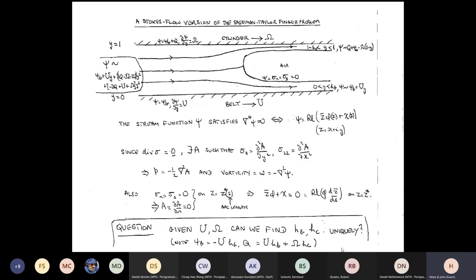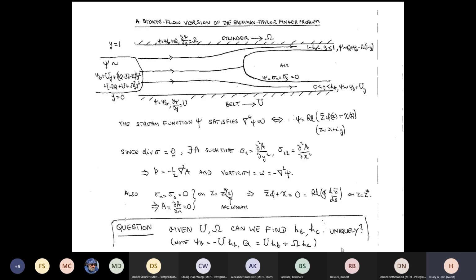And the vorticity, which is minus the Laplacian of psi, turns out to be the harmonic conjugate, basically, of the pressure. Both the pressure and the vorticity are harmonic functions. And when you write all that down, and it takes a little bit of time, but I hope you can get the general idea, you find that A and dA by dN are 0.